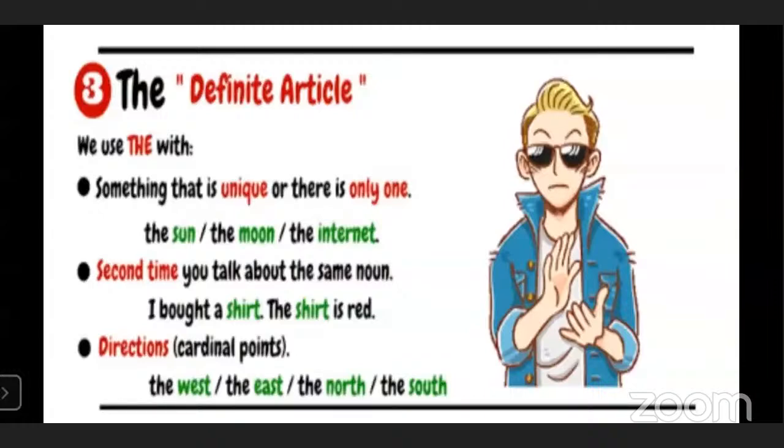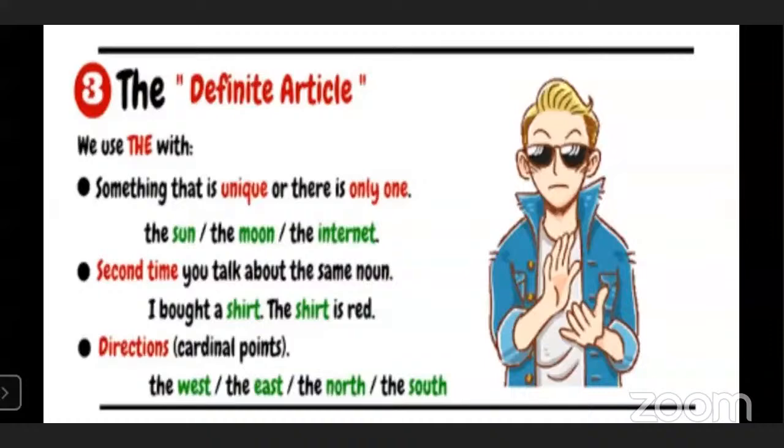Directions. Cardinal points. The west, the east, the north, the south. Here we have our directions. East is only one direction. You can't find east in every direction. We have east as a particular direction where the sun rises. And the opposite of east is west. West can't be your left side or right side. The opposite of east is west. So that is the west direction. North is towards our left hand side. South, okay, towards our right hand side. Understood, children?